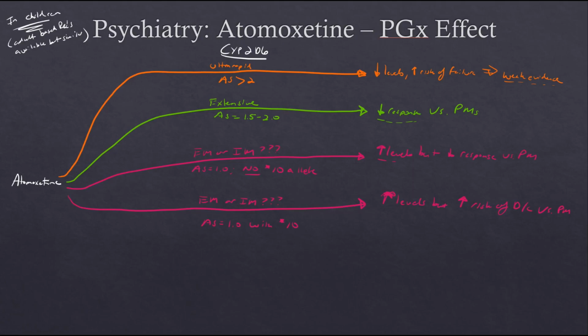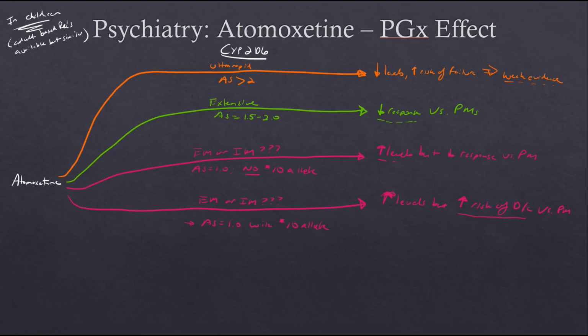However, for this one, we actually have slightly higher levels, but still a decreased response versus poor metabolizers. Then if we look at the next one, which is an activity score of 1.0 with the star 10 allele, this one has increased levels just like the one just before. However, you have an increased risk of discontinuation versus poor metabolizers.